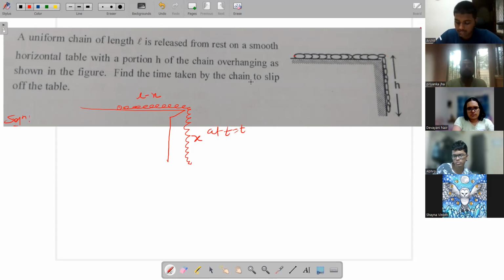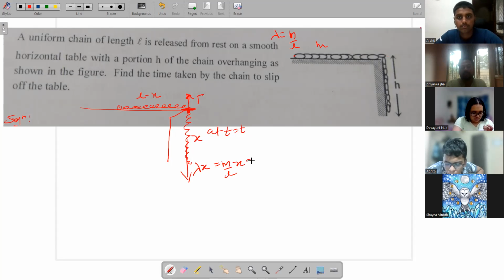Now just draw the FBD. See here, this is the point. At this point you can see that tension will act upward and the weight of this x length of chain will act downward. Suppose the mass of the chain of length L is m. The mass per unit length, lambda, is m by L. So what would be the mass of the chain of length x? That will be lambda into x, means m by L into x, into g. So this is the weight of this length, right?